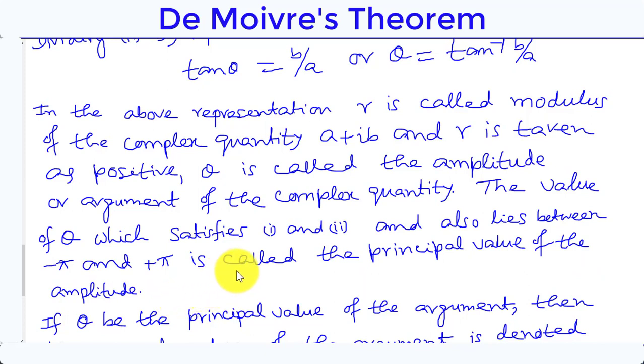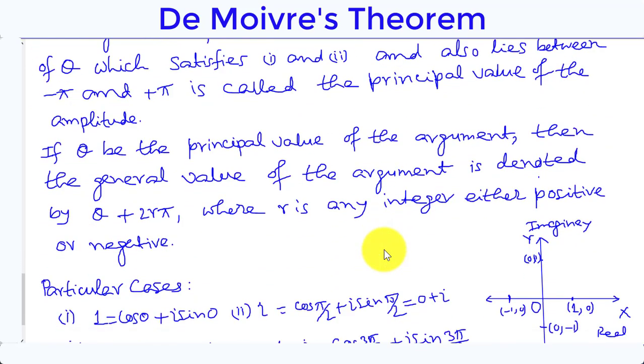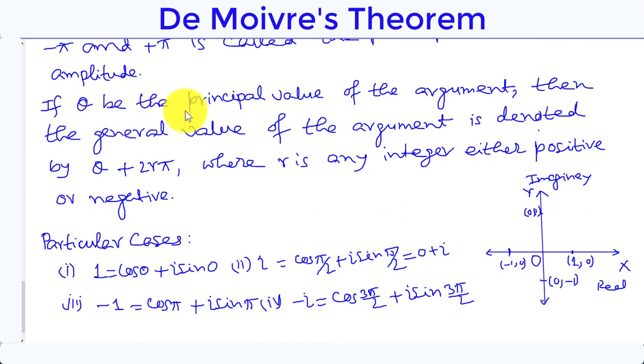That is, if the value of θ is between −π and +π, then θ is known as the principal value of the amplitude. If θ be the principal value of the argument, then the general value of the argument is denoted by θ + 2rπ, where r is any integer, either positive or negative.